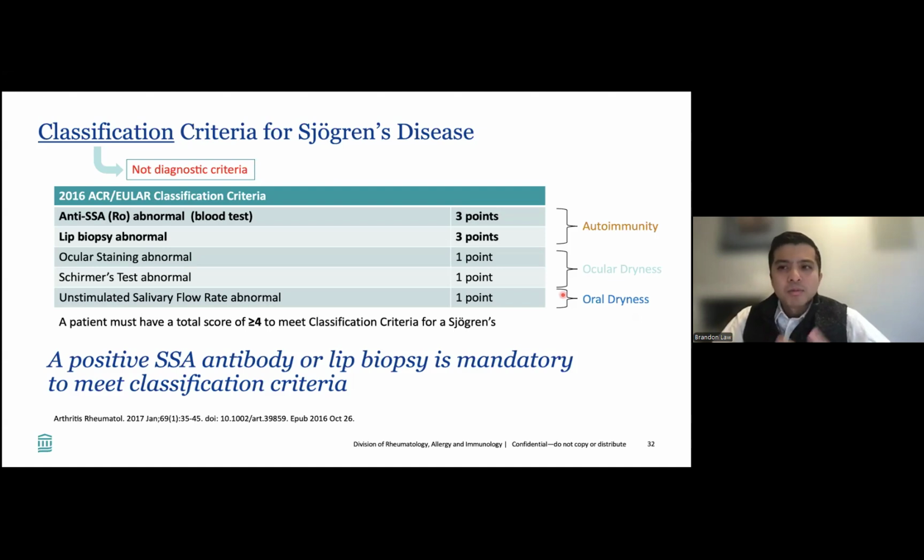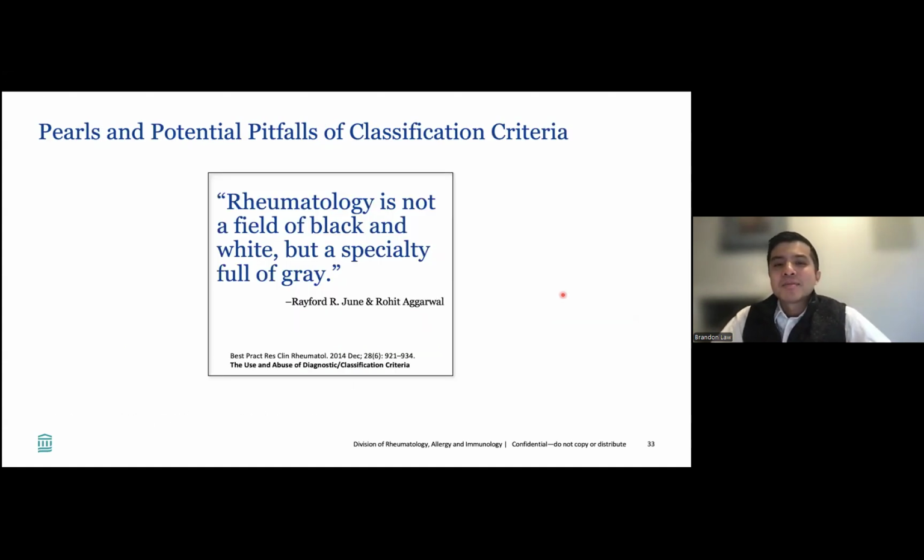So why is this a problem? Why am I talking about classification versus diagnostic criteria? It's because my patients talk about it in my visits, and it becomes a point of frustration sometimes if patients have been seen by doctors and, quote, didn't meet classification criteria. And this is one of the things that I wanted to mention about rheumatology itself, that there are some pearls and potential pitfalls for classification criteria. There's a nice editorial on this, and certainly there's a citation below for you to read, that rheumatology is not a field of black and white, but a specialty full of gray.